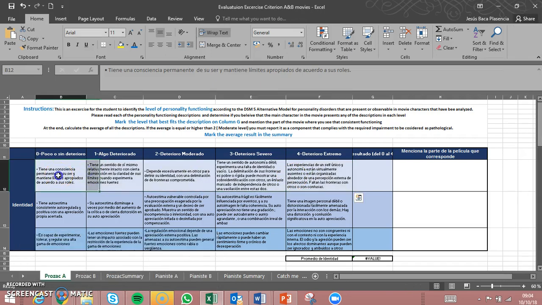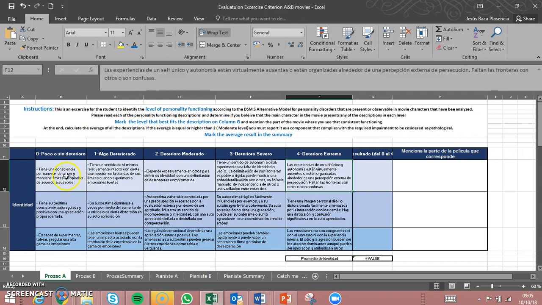So these 5 descriptions, for example, it has a permanent consciousness of her self, and keeps the appropriate limits according to the roles. And then the extreme impairment would be that the experiences of one single self and autonomy are virtually absent. So this would be the extreme impairment of this consciousness of own self. Okay, so here we would have no impairment, here we would have a lot of impairment.